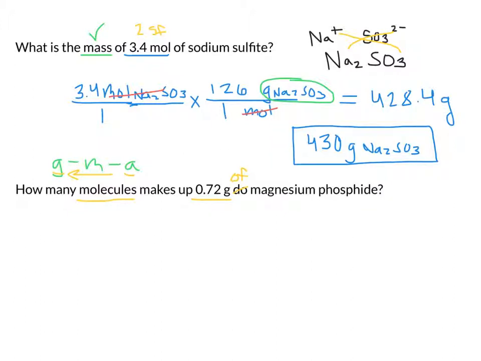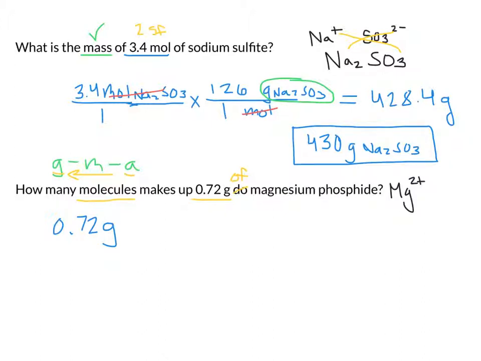So I'm going to go ahead and get started by writing down my given number, which is 0.72 grams. And since we are using grams, just like in the previous problem, when we use grams, we have to go to the periodic table. We need to write down our chemical formula. So before I do anything else, I'm going to write down the chemical formula. Magnesium has a charge of 2+.